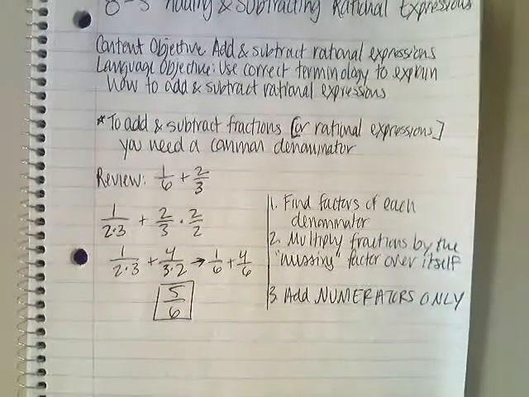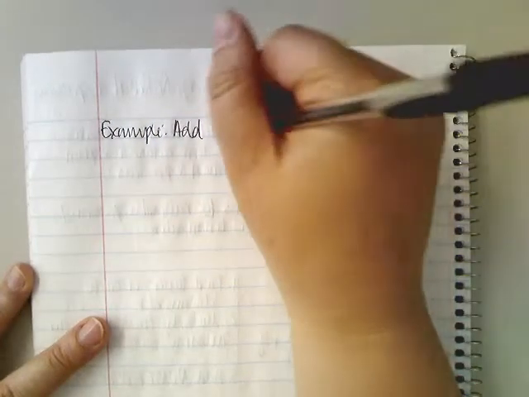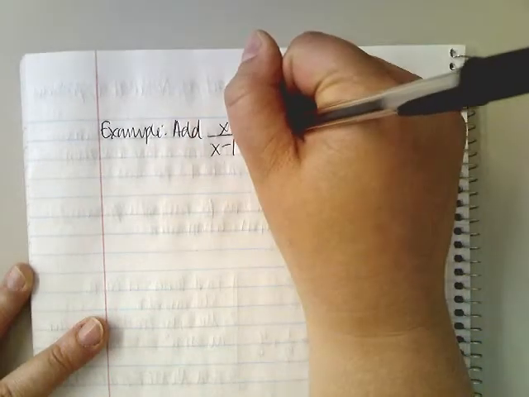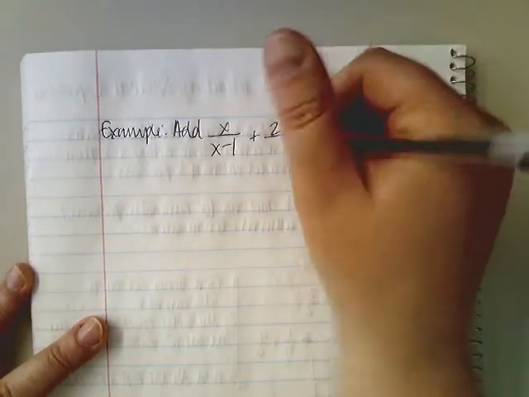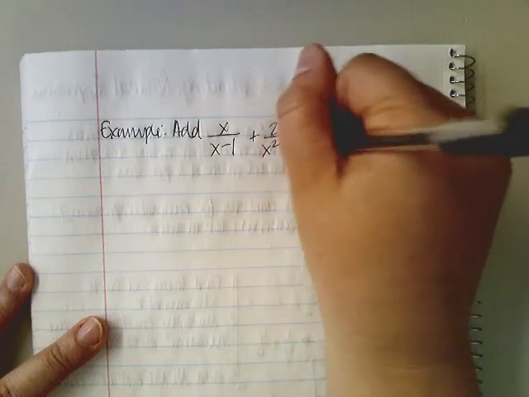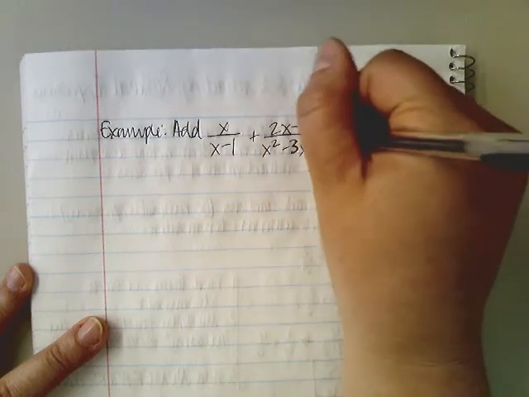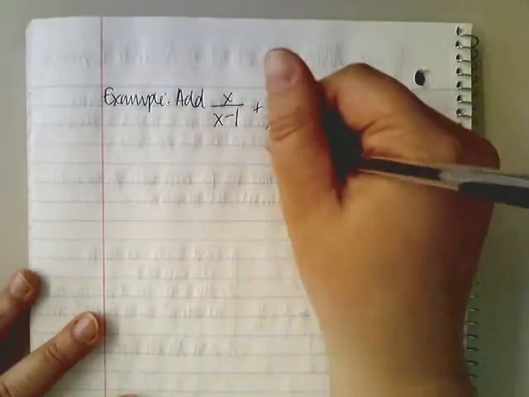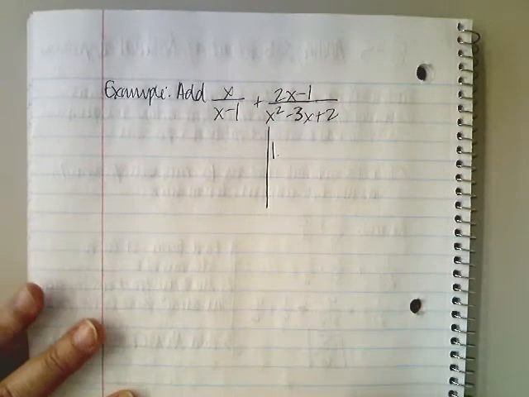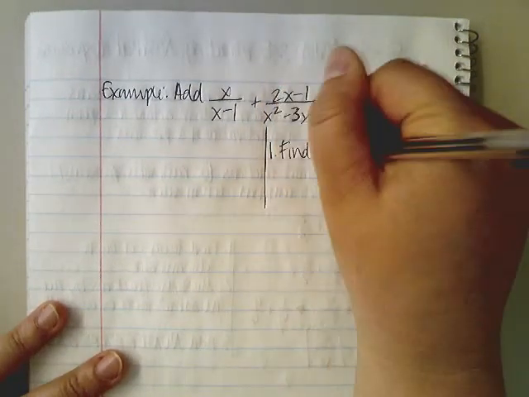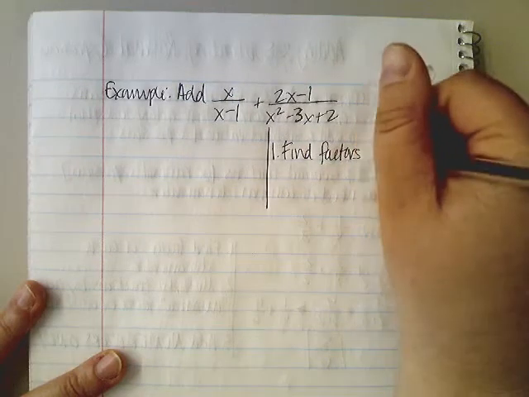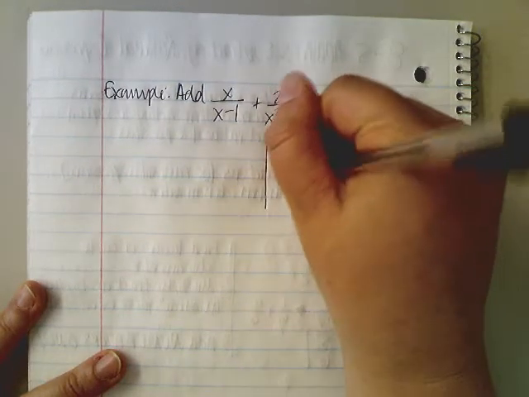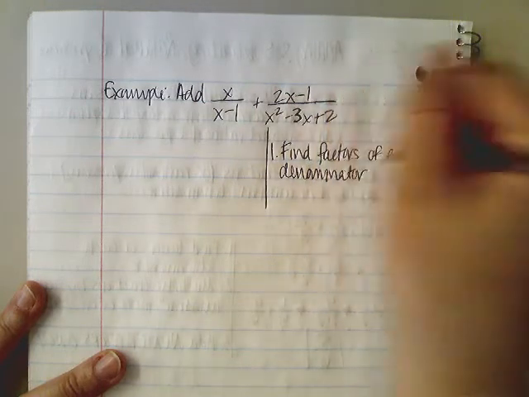So to make sure I have plenty of room, I'm going to flip the page. Bear with me. The example I want us to do together is adding x over x minus 1 plus 2x minus 1 over x squared minus 3x plus 2. So first thing, I'm going to do the same thing I did with our simple numeric fractions. I'm going to find factors of each denominator.